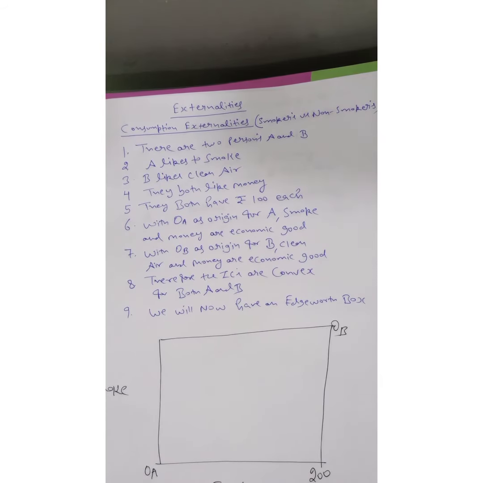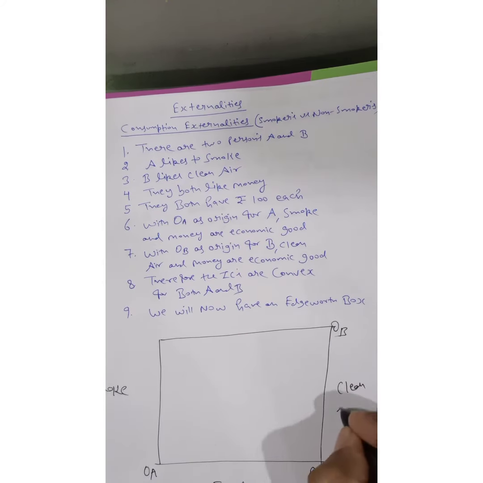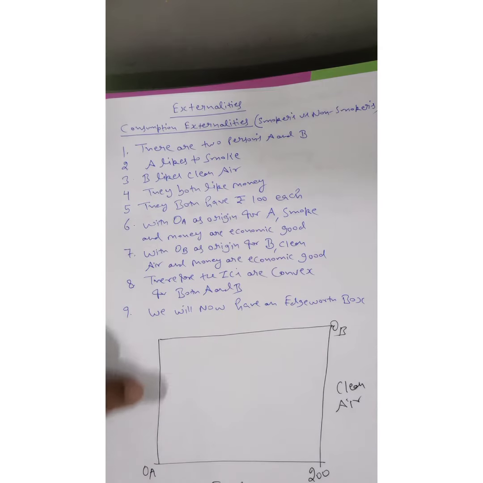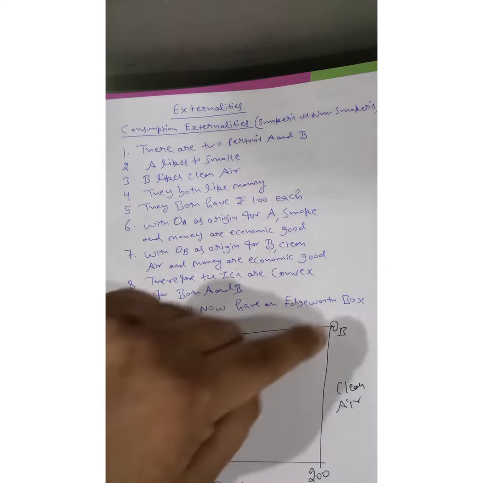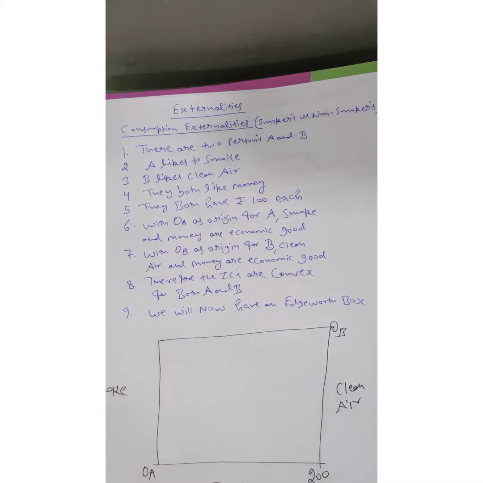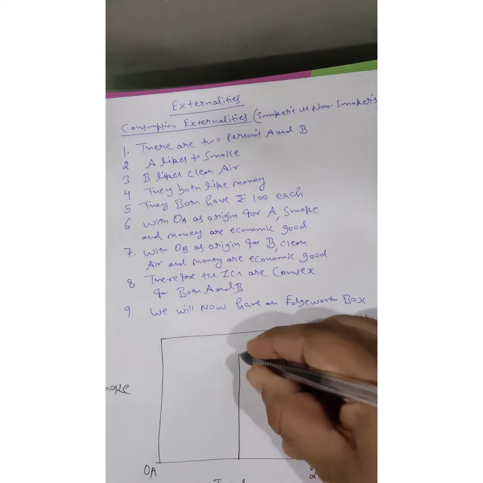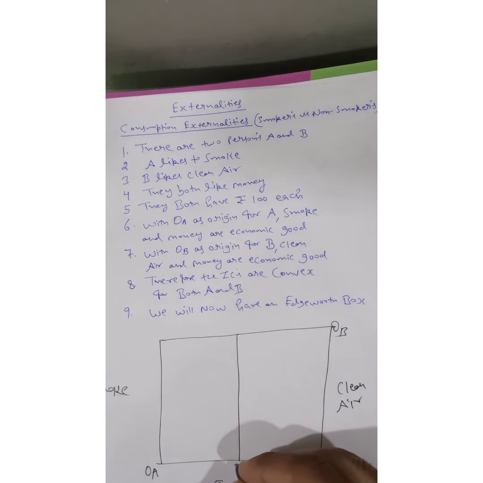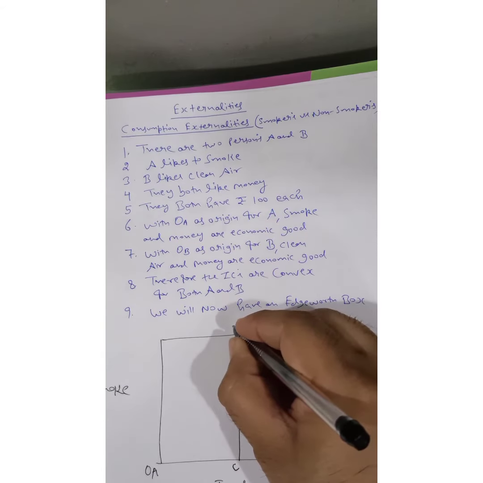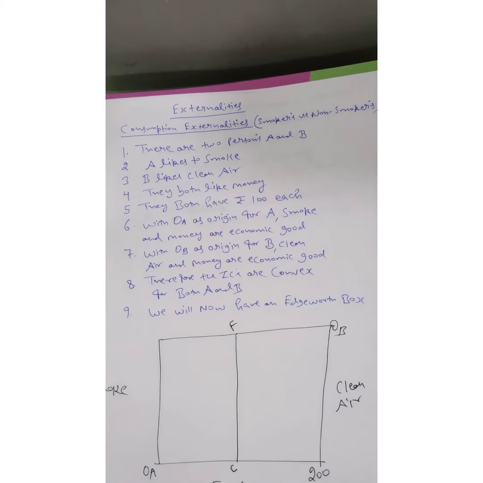So guys, for A who likes to smoke, both income and smoking are economic goods, right guys? Whereas for B, this is income, but this shall be clean air. Now, if smoking increases, clean air falls. If clean air increases, smoking reduces. Now, since they both have 100 rupees each, guys, we can do this. Suppose this is point C and this is point F. You can call it any name.